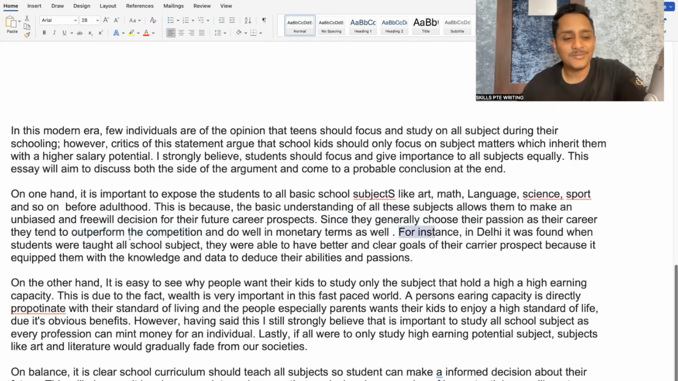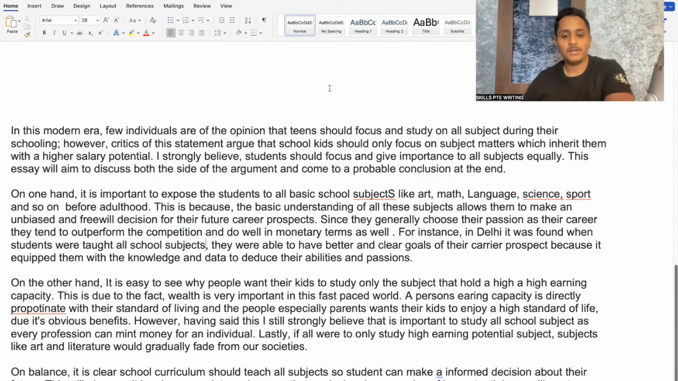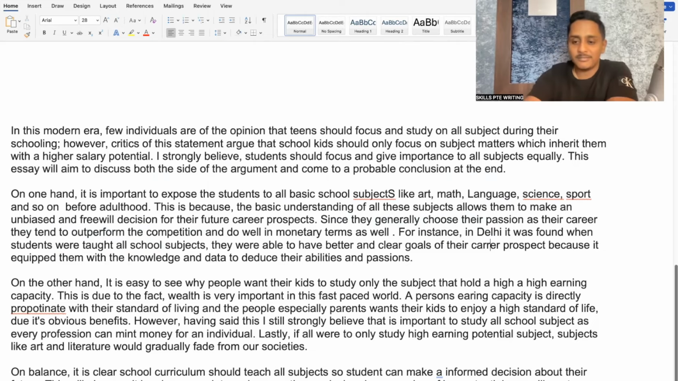For instance, in Delhi, it was found when students were taught all school subjects, they were able to have better and clearer goals of their career prospects because it equipped them with knowledge and data to deduce their abilities and passions.